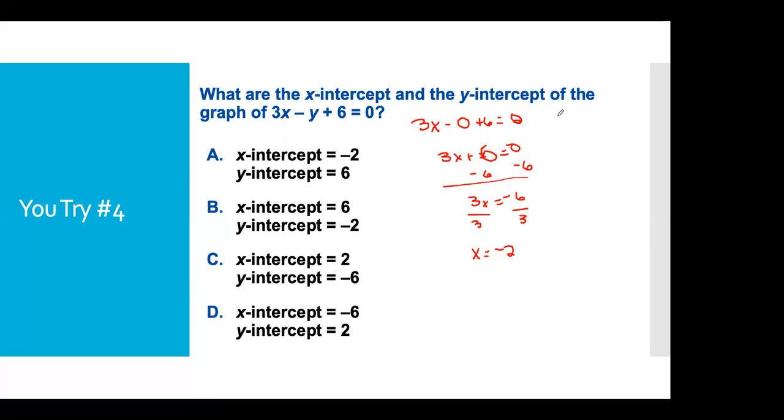So then we're going to do that again, but this time we're going to plug in 0 for x. So then we get 0 minus y plus 6 equals 0. This time I'm going to move the y over since it is negative. So we're going to add y to both sides. And so 0 plus 6 is 6, and that equals y. And with that, our answer is A.